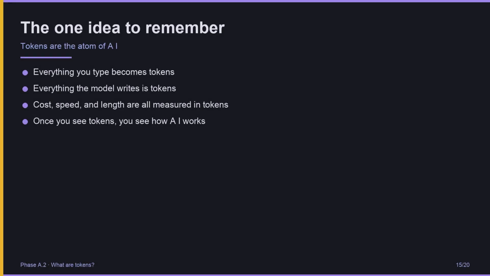If you remember one idea from this lesson, remember this. Tokens are the atom of AI. Everything you type becomes tokens. Everything the model writes back is tokens. Cost is measured in tokens. Speed is measured in tokens. The maximum length of a response is measured in tokens.